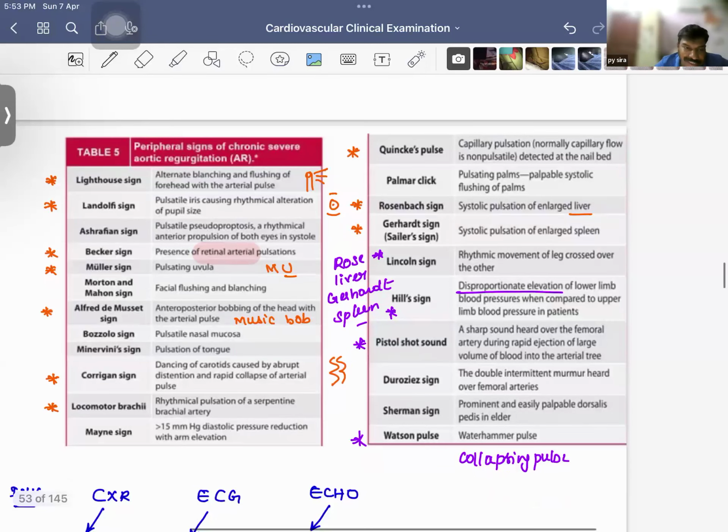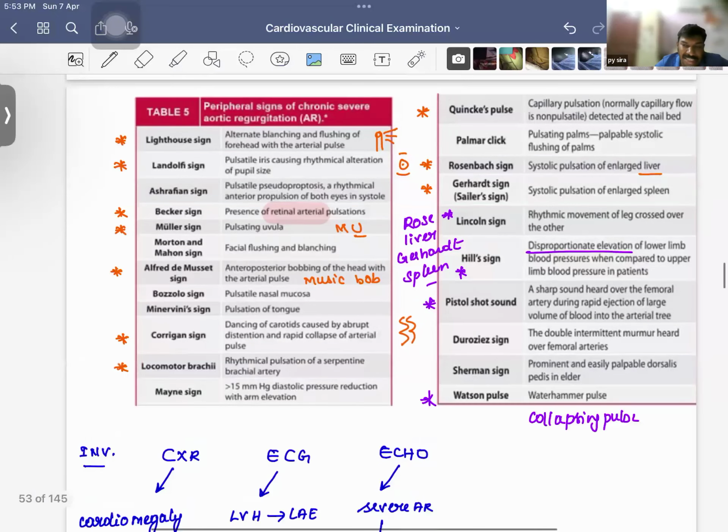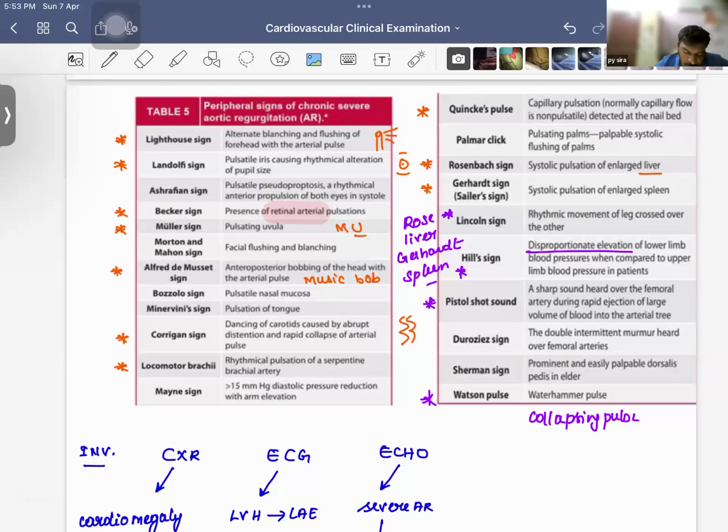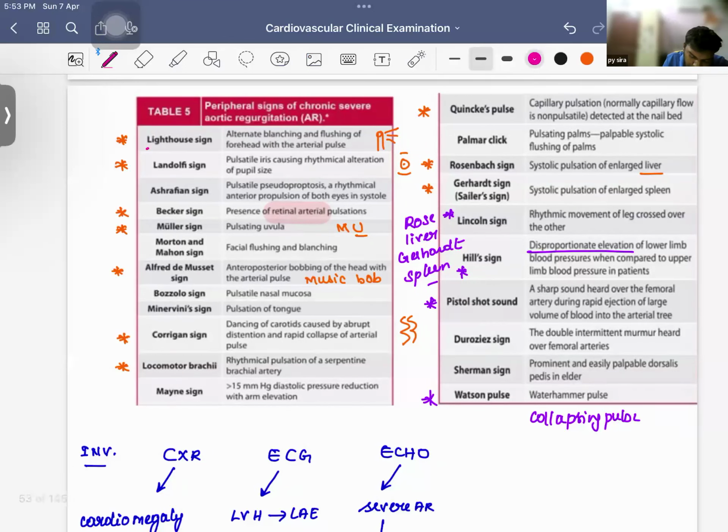Okay, aortic regurgitation. In aortic regurgitation, what are the signs which are very, very important? The first one is called the lighthouse sign. What is this lighthouse sign? Lighthouse sign is alternate blanching and flushing of the forehead with the arterial pulse. With each arterial pulse, your forehead shows alternating blanching and flushing. That is called the lighthouse sign.